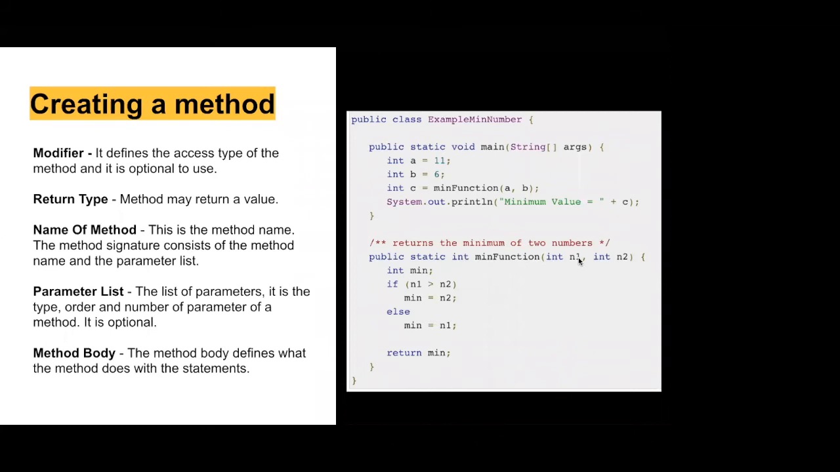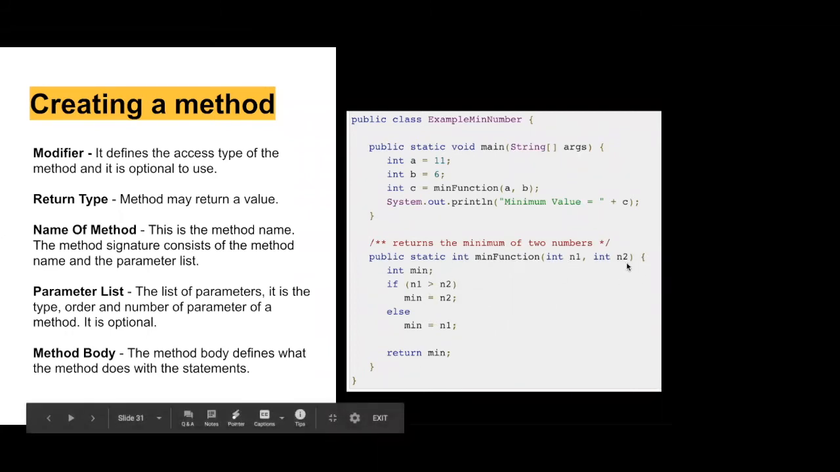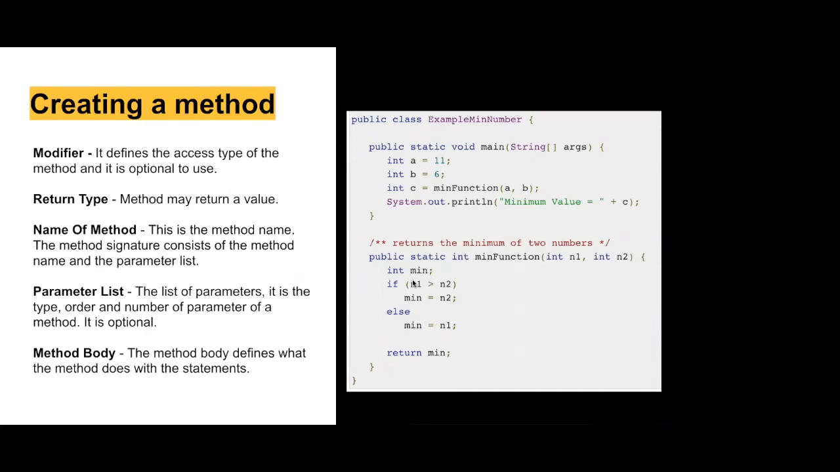Okay, so that's the parameter list. And the part inside these brackets is just the body of the method. It just tells this method to do something.